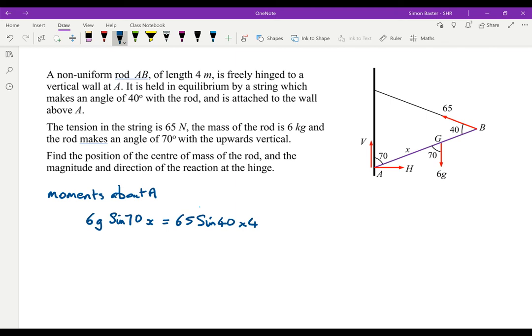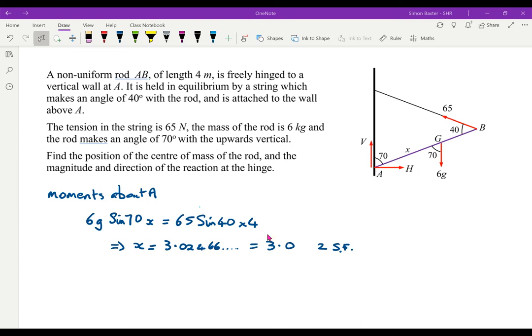Press the buttons and solve that, and we get that x is equal to 3.02466 with lots of other numbers. We've been using g, so we really ought only to give two significant figures. So there is the position of the center of mass: 3.0 meters from A.